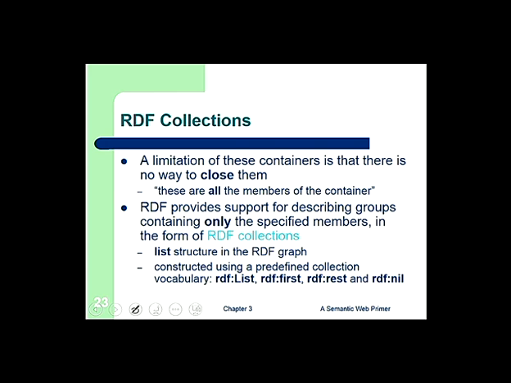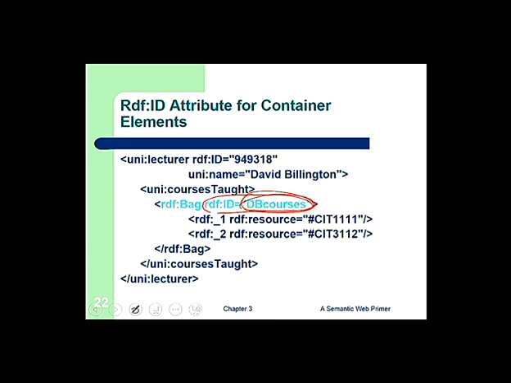Sometimes we want to group a set of items together, and we also want to close the group. Let's say I want to say that discrete math can be taught by these two lecturers, but it cannot be taught by anybody else. I want to close this list. So in the containers, the list remains open. If I say that discrete math is taught by one of these instructors, then there's no way of saying that nobody else can teach this course. Or if I say that this instructor is teaching these two courses, there's no way of saying that he is teaching only these two courses. He cannot teach any other course.